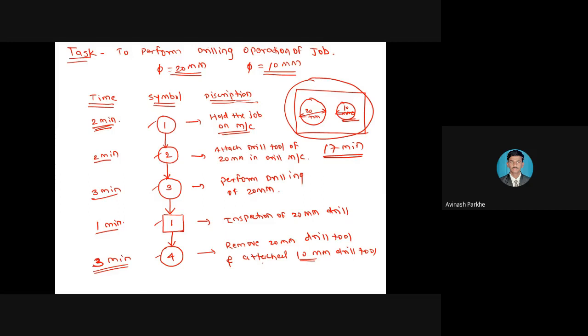So there are different types of charts. Basically, there are 5 types of charts. The first one is the operation process chart. The second one is called the flow process chart. Then the third is called the two-handed process chart. The fourth one is called the multiple activity chart. And the fifth one is called the travel chart.